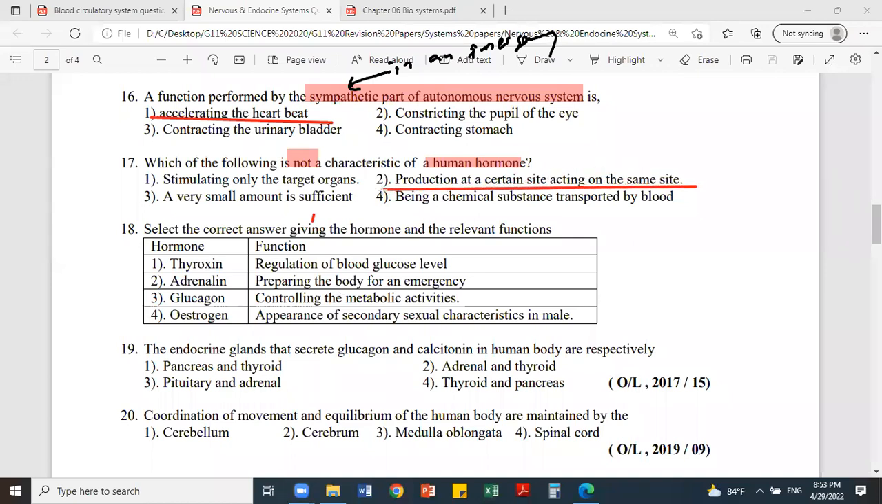Hormones will never act at the same site of production. In humans, hormones are produced at one place and act at another place. That means the site of action is different from the site of production. One example: insulin is produced by the pancreas, but the target organ of insulin is the liver. So who conveys the message between these two? That is the hormone, the chemical messenger.